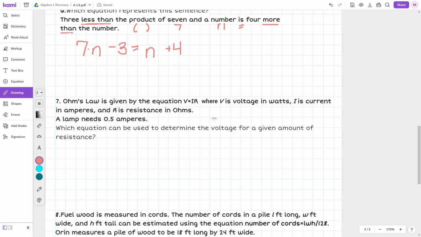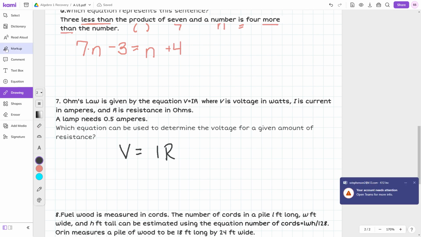All right, next question. Ohm's law is given by the equation V equals IR, where V is the voltage in volts, I is the current in amps, and R is the resistance in ohms. A lamp needs a half an amp. Which equation can be used? So we're going to use this equation that was given to us, V equals IR. I'm going to highlight some key points.